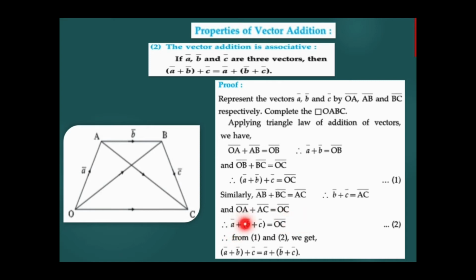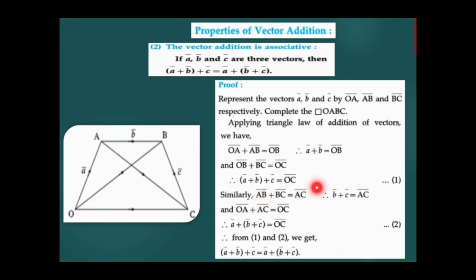Now the value of OA bar is A bar. The value of AC bar, we calculate as B bar plus C bar. So substituting this value of AC bar as B bar plus C bar, we get OC bar equals A bar plus in bracket B bar plus C bar. In equation 1 we get OC bar equals in bracket A bar plus B bar plus C bar.